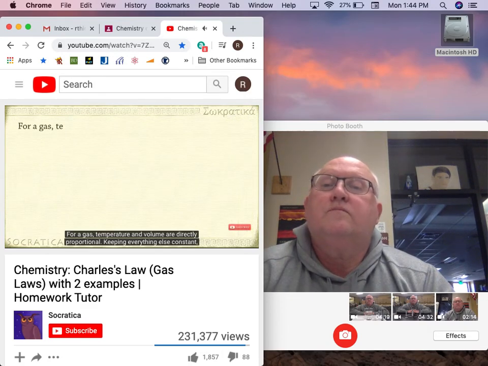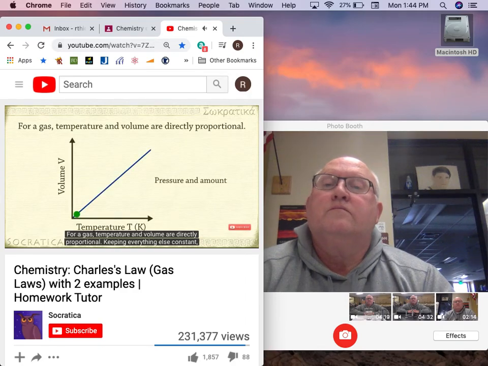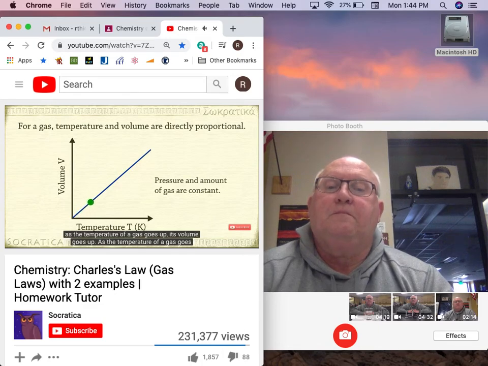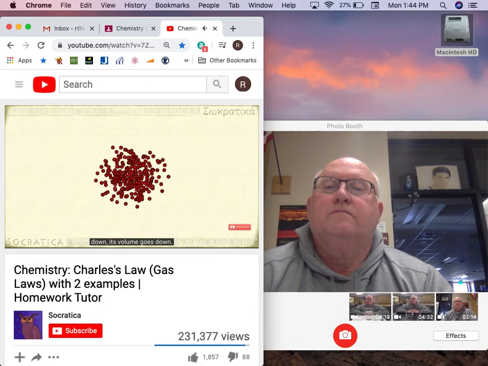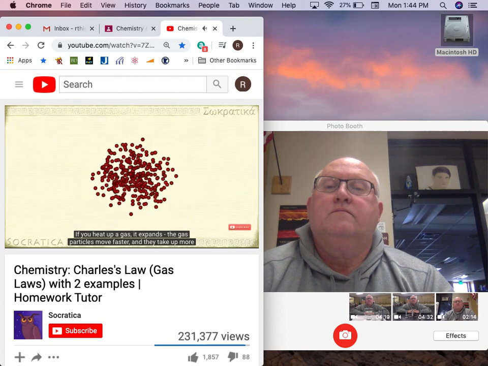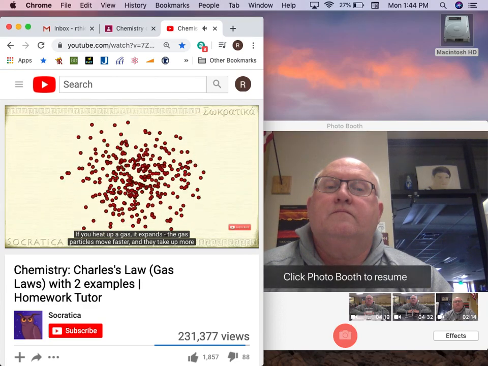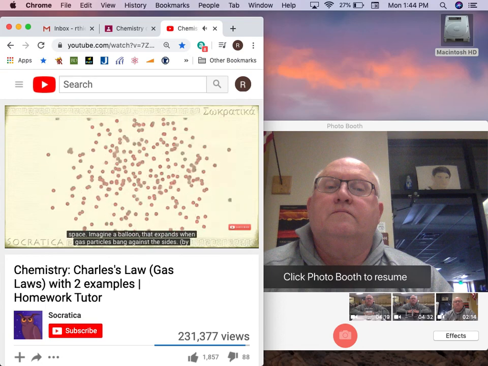For a gas, temperature and volume are directly proportional. Keeping everything else constant, as the temperature of a gas goes up, its volume goes up. As the temperature of a gas goes down, its volume goes down. If you heat up a gas, it expands. The gas particles move faster, and they take up more space.